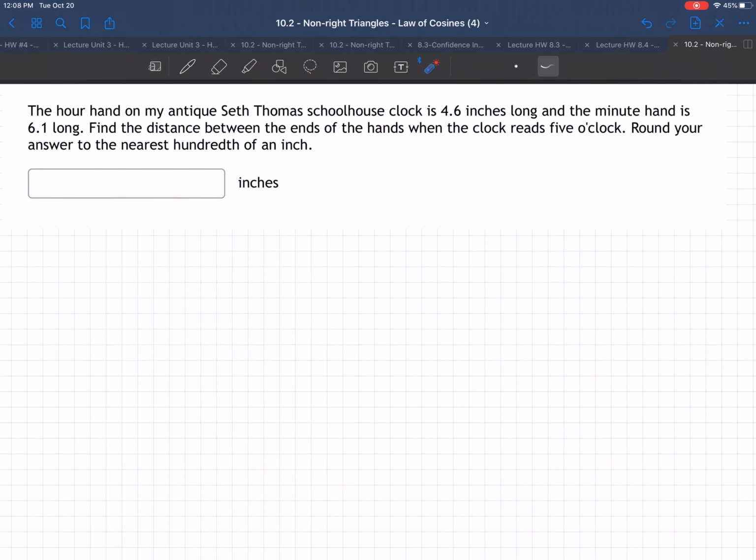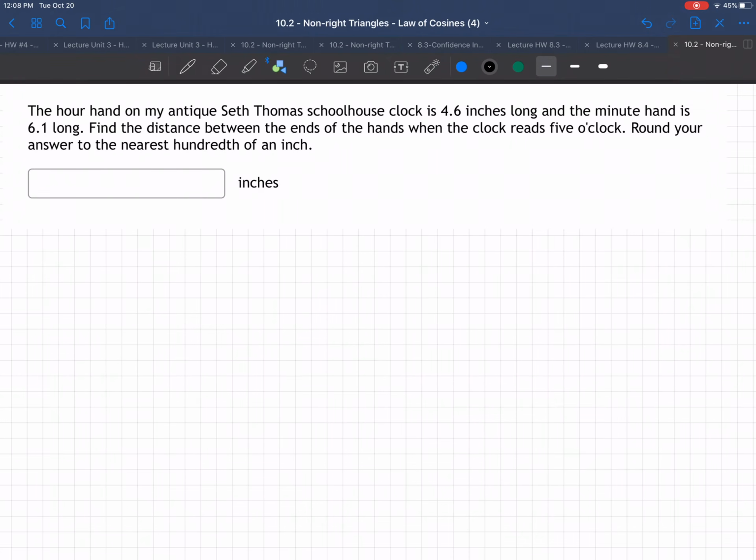Here's an example about a clock. The hour hand of my antique Seth Thomas schoolhouse clock is 4.6 inches long, and the minute hand is 6.1. I assume they mean inches long. Find the distance between the ends of the hands when the clock reads 5 o'clock. Okay, what are they talking about?